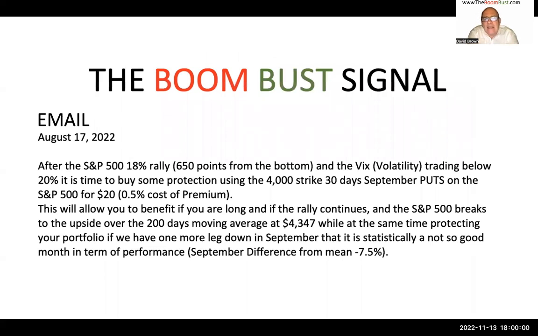So on August 17, I sent this email explaining to our subscribers that the S&P had a 650 point rally from the bottom, 18%, and that I was looking to buy cheap volatility and insurance. September usually is a bad month historically. The difference between September and other months from the mean is about 7.5% on the downside. So I thought that spending 0.5% premium, $20 on an S&P put with strike 4,000 and 30 days of time value, was very, very cheap insurance.